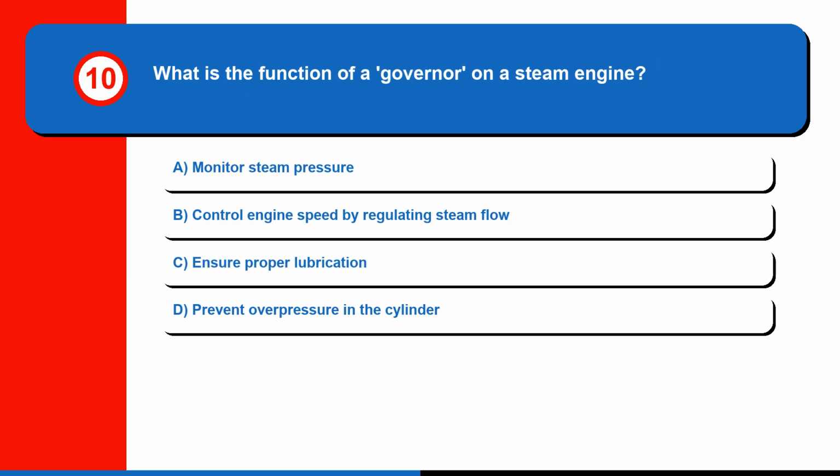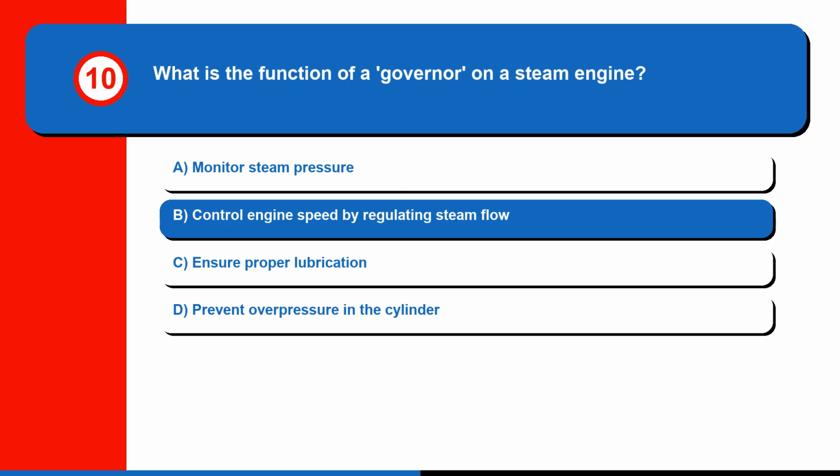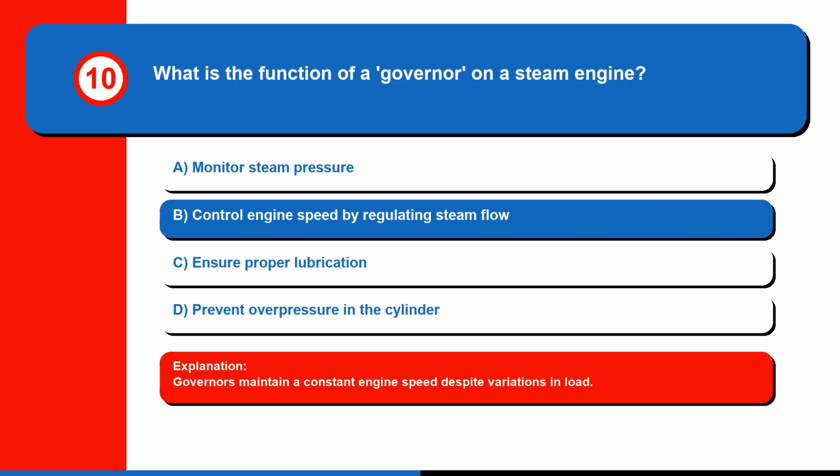Question 10. What is the function of a governor on a steam engine? A. Monitor steam pressure. B. Control engine speed by regulating steam flow. C. Ensure proper lubrication. Or D. Prevent overpressure in the cylinder. The correct answer is B. Control engine speed by regulating steam flow. Governors maintain a constant engine speed despite variations in load.